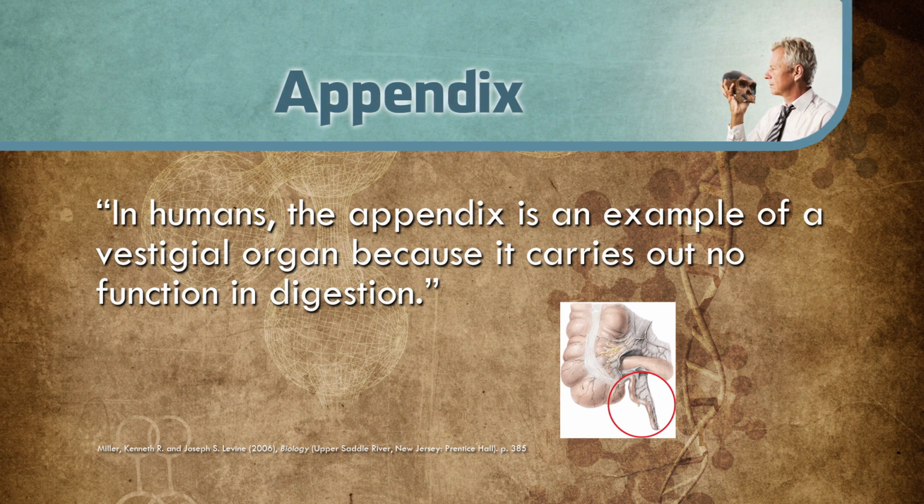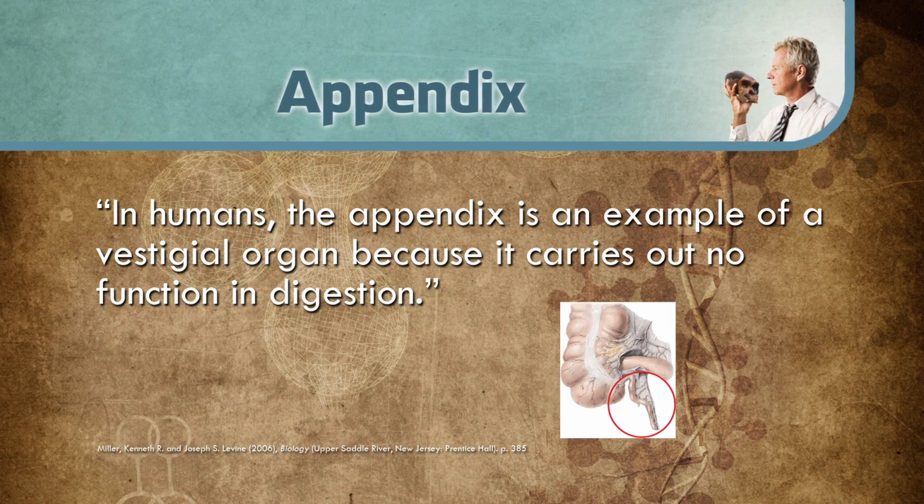As usual, the textbook writers either failed to get the memo or they ignored it, because now scientists know that the appendix is an important element of the immune system, especially in children. Lymphoid tissue can be found within the appendix, which produces white blood cells that fight disease and infection, especially when we're young. The appendix is relatively larger in children than it is in adults.